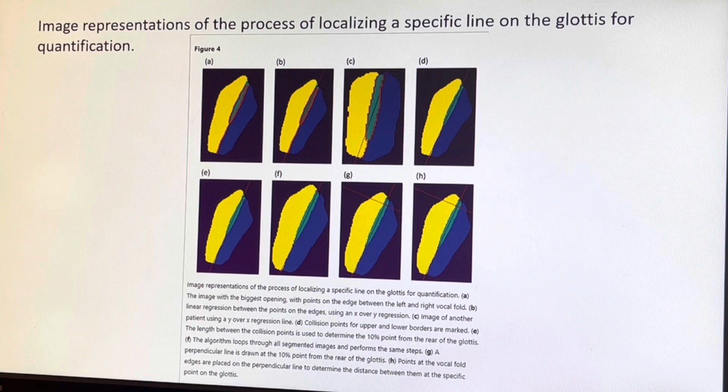F shows the algorithm loops through all segmented images and performs the same steps. G, a perpendicular line is drawn at the 10% point from the rear of the glottis. H, points at the vocal fold edges are placed on the perpendicular line to determine the distance between them and the specific point on the glottis.